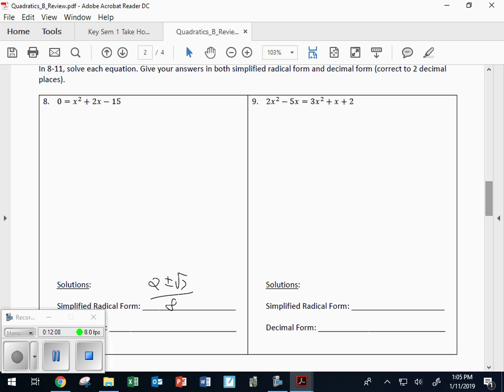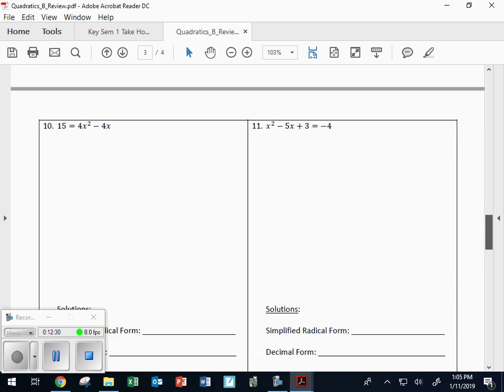If they want a decimal form, that means you have to grab your calculator and actually figure out what the square root of 7 is, and then do 2 plus that, and then divide by 8, and then do 2 minus that, and divide by 8. That kind of thing. Again, I totally made this one up to show you what kind of answer you wanted.